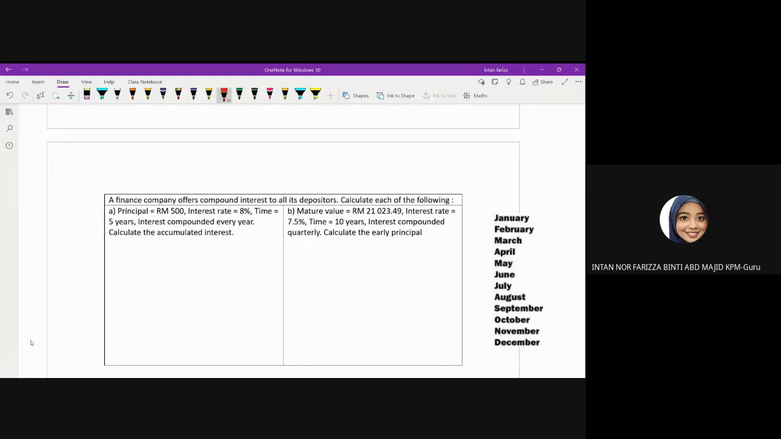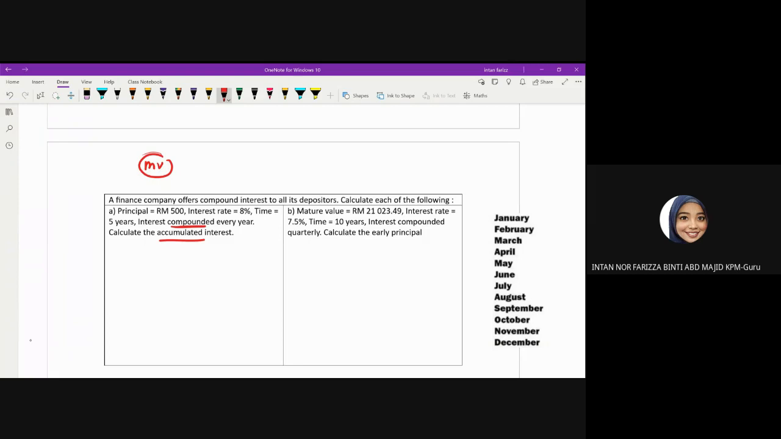So you see, you don't have the words mature value inside the question. But you see it is compounded here. Accumulated means terkumpul, girls. So terkumpul is actually MV, mature value. So these are the 2 keywords. Another keyword that you can add in is compounding interest or compounded interest.